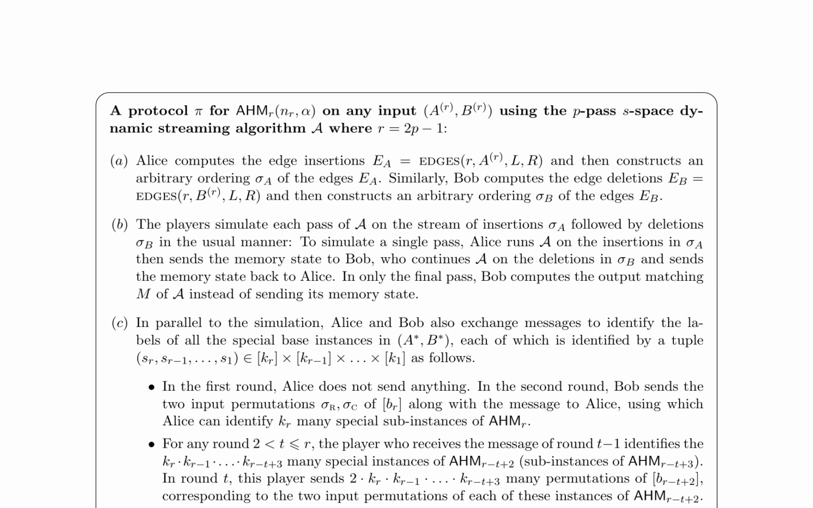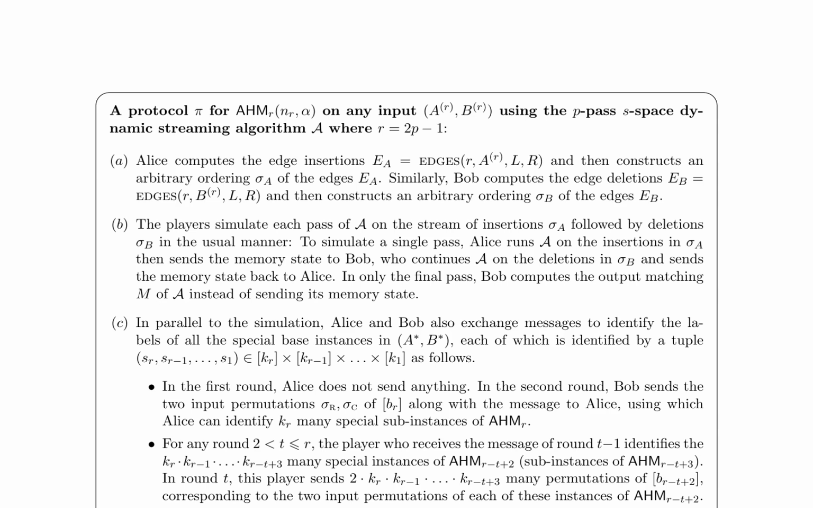The protocol Pi for approximate hypergraph matching, AHM, on input A, R, B, R, utilizes a p-pass, s-space dynamic streaming algorithm A, where R equals 2p+1. The protocol consists of four main steps: edge insertion and deletion computations, simulation of the dynamic streaming algorithm, exchange of messages to identify special base instances, and output determination.